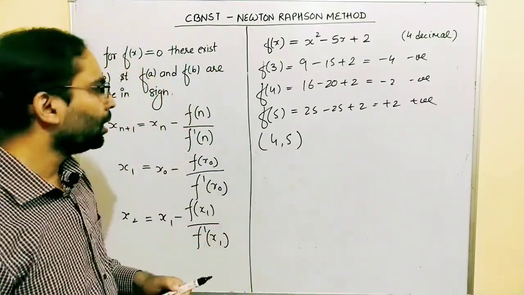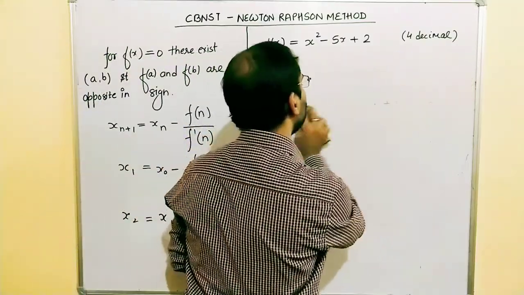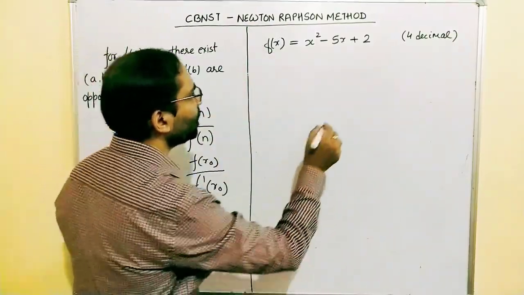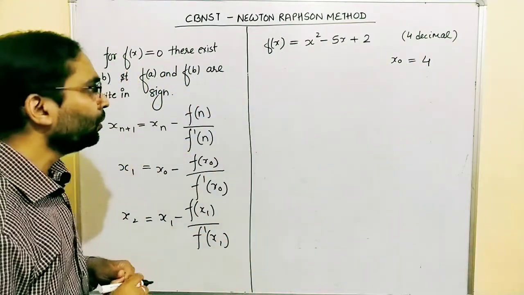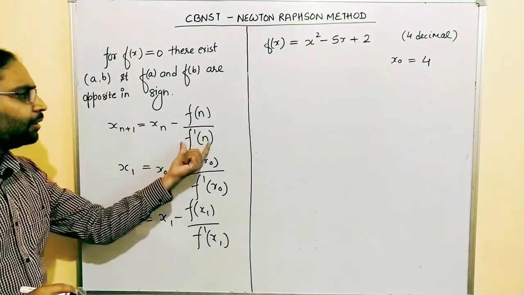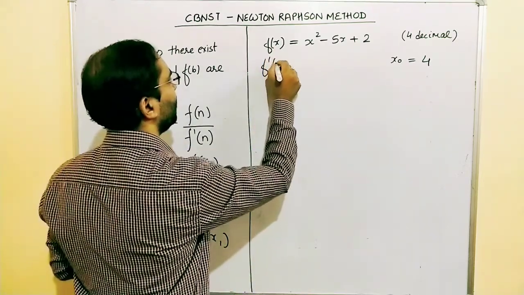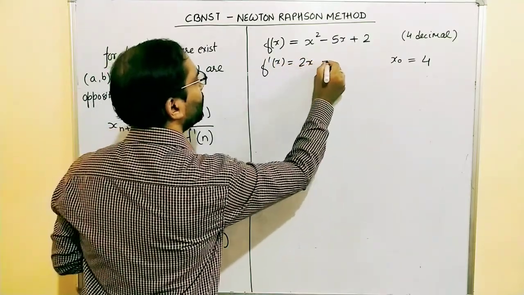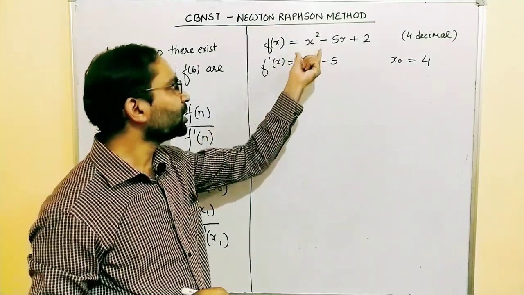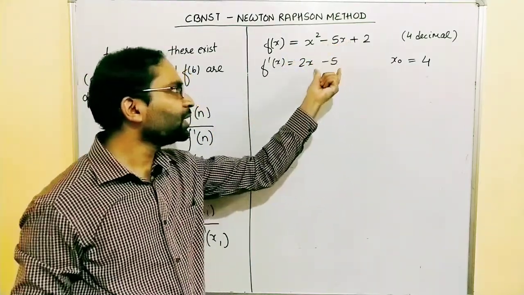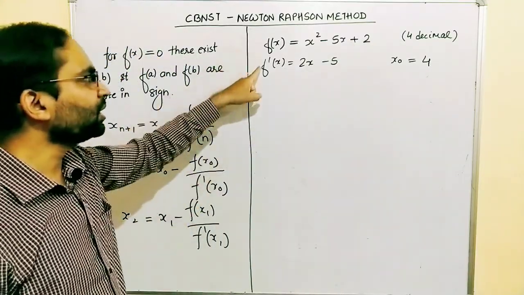So let me begin just by taking 4 as my initial approximation. So I'm taking x0 as 4, right? And before I begin, I need to find the first derivative of the function, as in the formula we need the first derivative. So let me find this f dash x. This will be 2x minus 5. I hope you are aware of differentiation. So x square will come to 2x, minus 5x will come to minus 5, and the constant will vanish. So this is f x and this is f dash x.